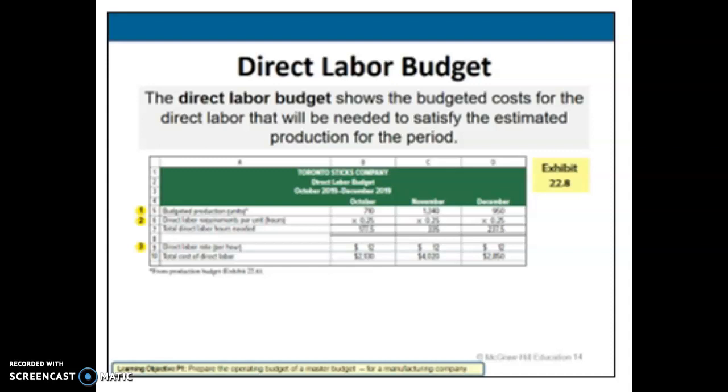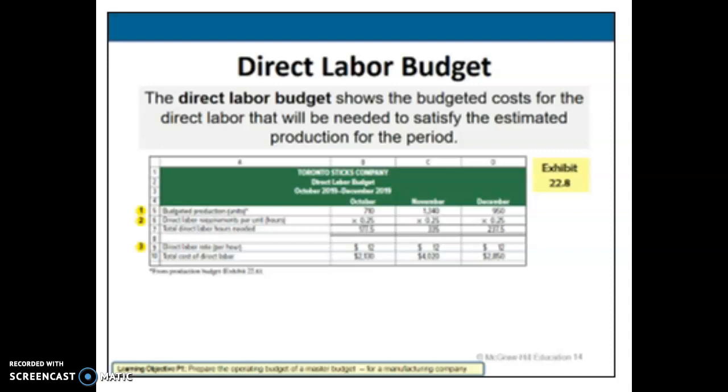Okay, so our next part looks at the direct labor budget. Our direct labor budget is going to show the budgeted costs for the direct labor that we need to complete the estimated production for the period. To develop a direct labor budget, companies have to have the following things.